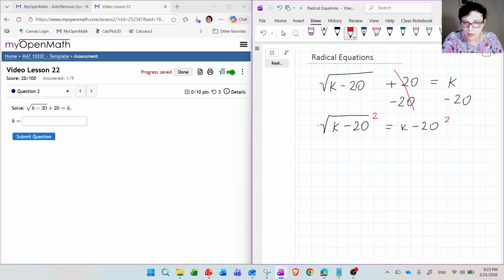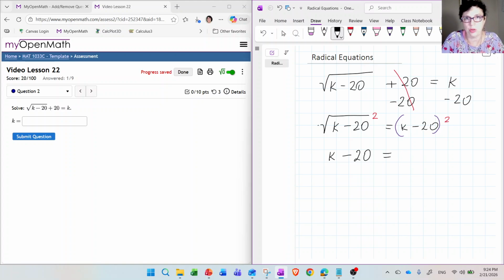When you square the right-hand side, it is very important to make sure we've got parentheses around that k minus 20, squared. What will happen on the left-hand side? When you square a square root, the square root goes away. That's basically the main trick that everybody uses when doing radical equations. And once the radical goes away, you just get k minus 20 on the left-hand side.